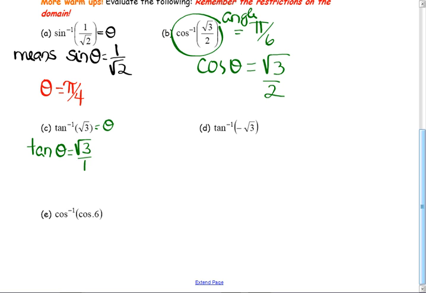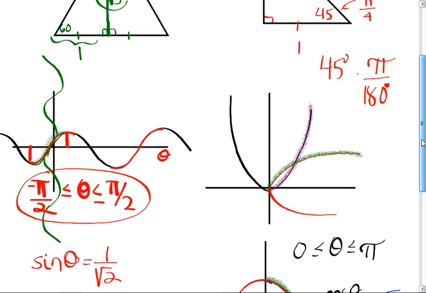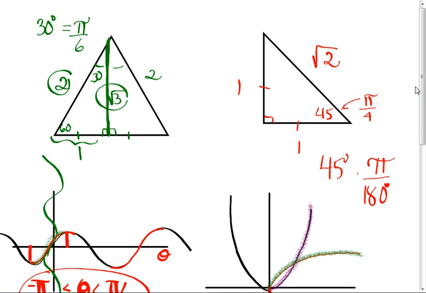Now it's got a square root of 3. It's either going to be 30 degrees or 60. I'm looking for an angle such that the tangent is the square root of 3 over 1. So I'm going to go back to my picture. Tangent is opposite over adjacent. So it's 60 degrees, which is pi over 3.